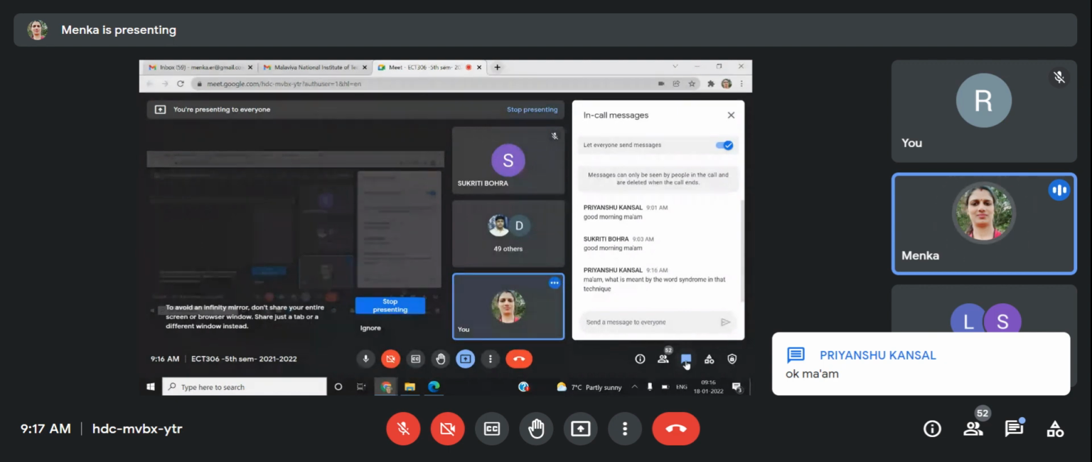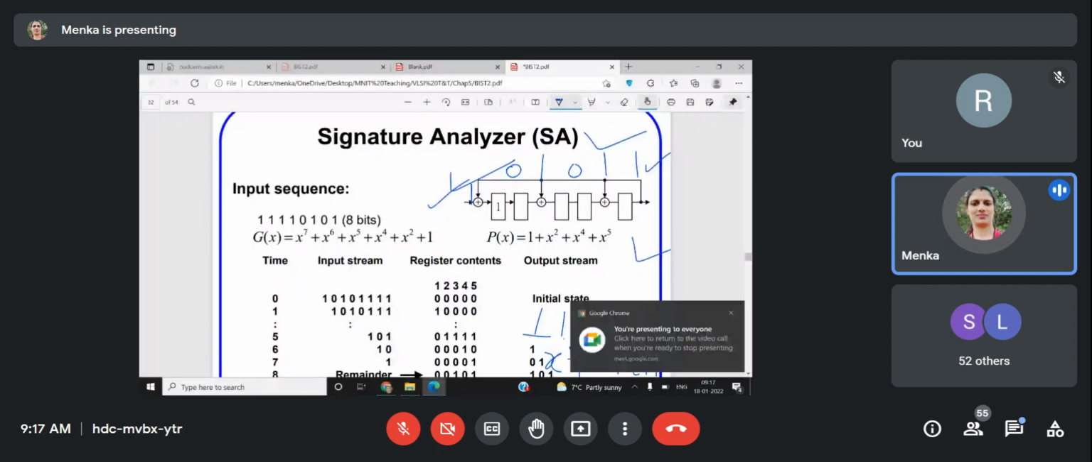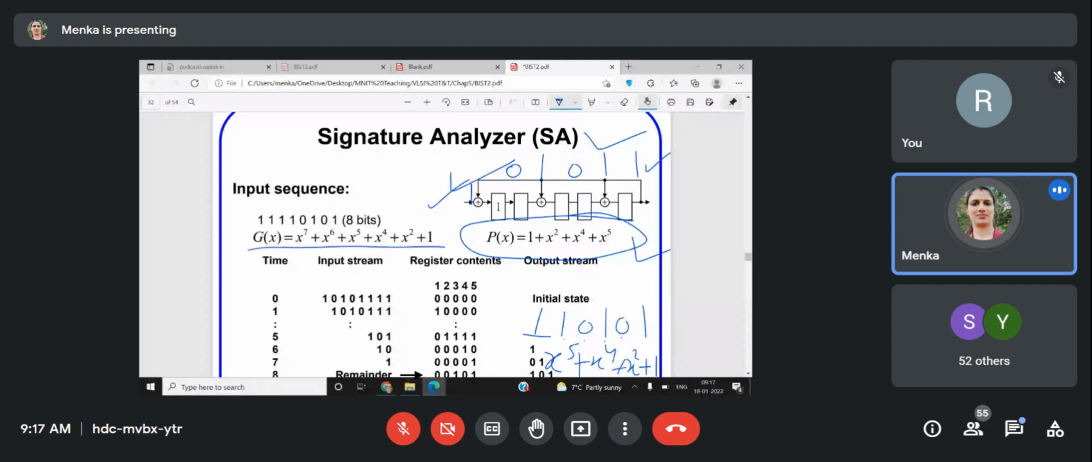Okay? Shall we proceed to signature analysis? For signature analysis, we will be finding out what the polynomial is, and then the generator polynomial.